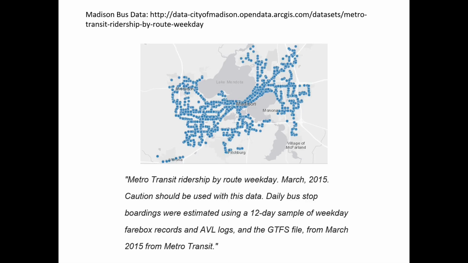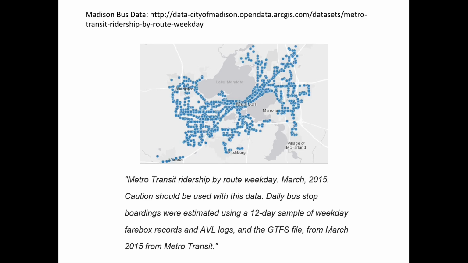Next, let's take a look at the data set that we'll be using for today's examples. This is the Madison bus data from their website. Madison actually keeps a lot of data available free to the public for us to use, but anything that's not really private. In fact, they have a database for every single tree in Madison that they maintain.